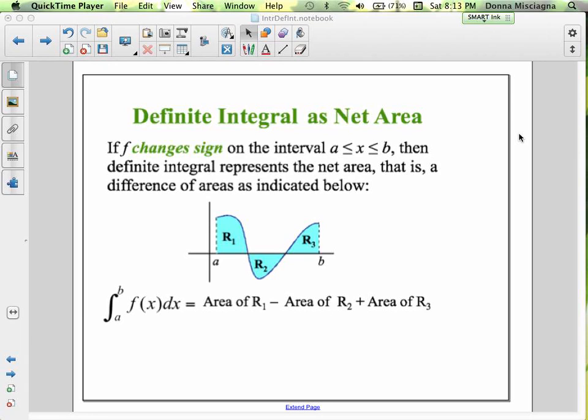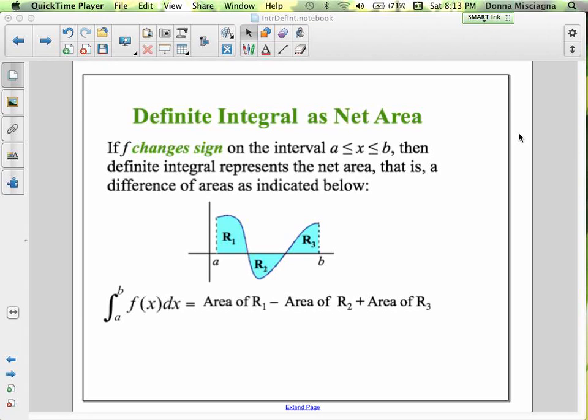So if we just integrate and evaluate, then we would find the area of R1 plus the area of R3, and then subtracted from that would be the area of R2. Or area of R1 minus area of R2 plus area of R3. We'd add the positives and subtract the negatives. And that will happen automatically as we integrate and evaluate.